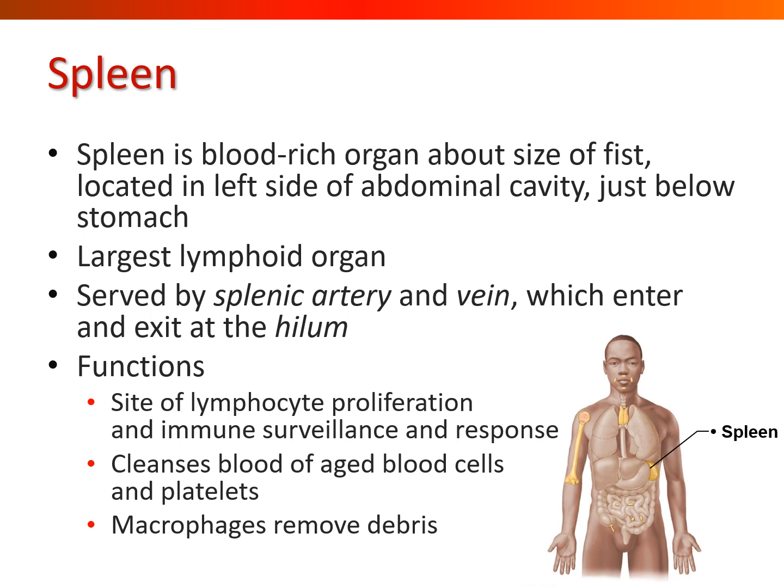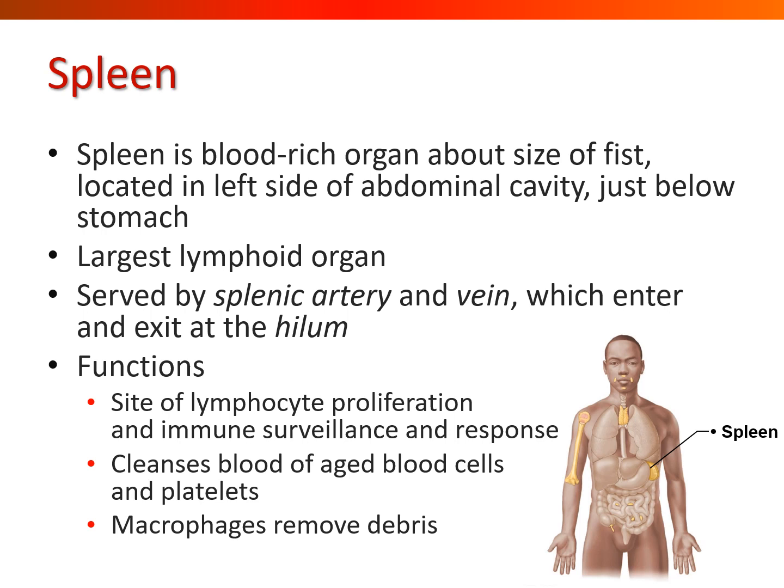So let's start off by talking about the spleen. The spleen is a blood-rich organ, and the reason why it's blood-rich is because it filters blood, so we're going to find a lot of blood there at any given moment. It's about the size of a fist. It's located on the left side of the abdominal cavity, kind of just below and behind the stomach, and it is the largest of the lymphoid organs that we have. It does have its own dedicated artery and vein, known as the splenic artery and vein.